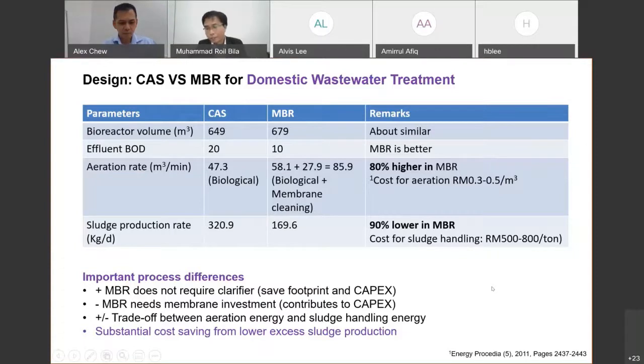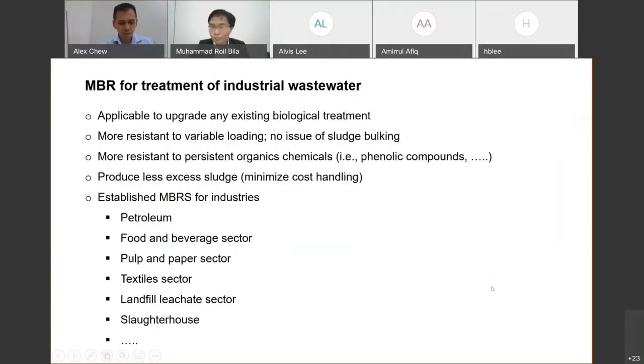Okay, enough, Professor Roel, or you can call me Roel. We don't manage domestic wastewater, we manage industrial wastewater. So how about MBR in the treatment of industrial wastewater?